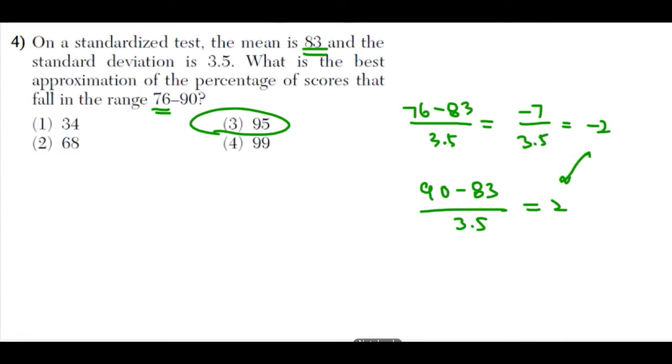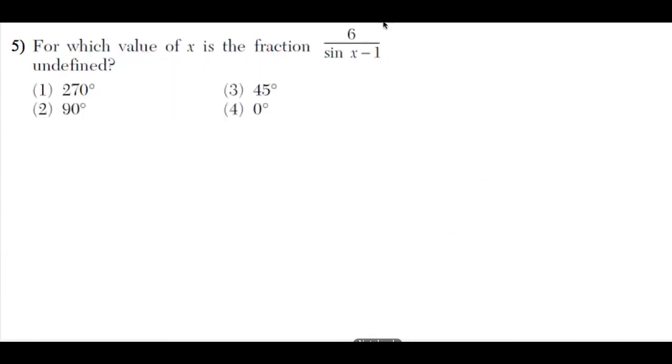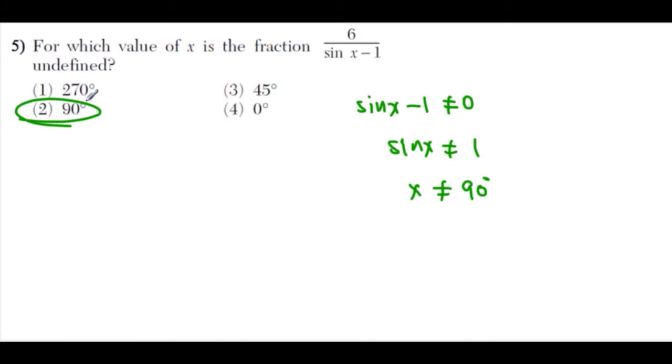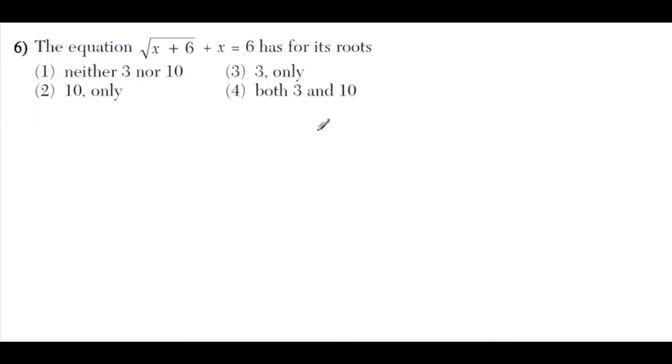So let us go on to the next question, number 5. For which value of x is the fraction undefined, that means sine of x minus 1 cannot equal 0. So when you add 1, then sine of x cannot equal 1. That means x cannot equal 90 degrees because sine of 90 is equal to 1.